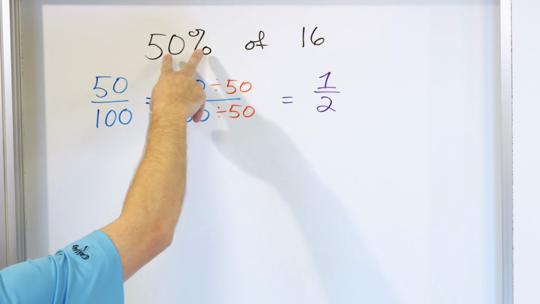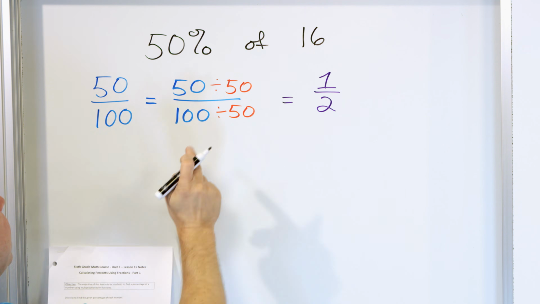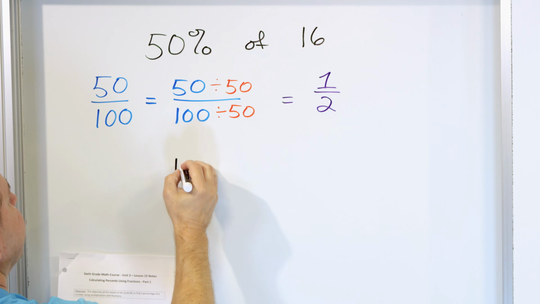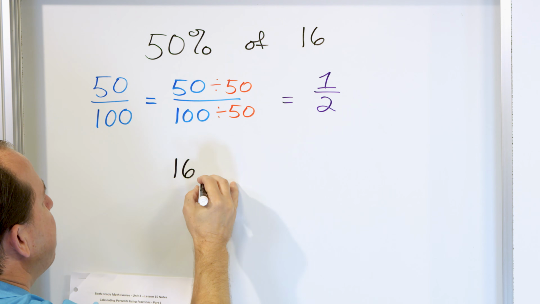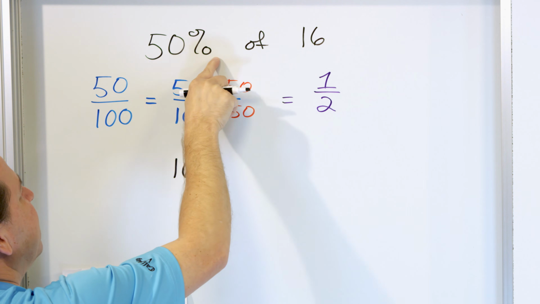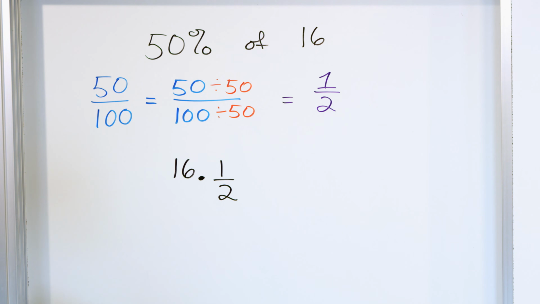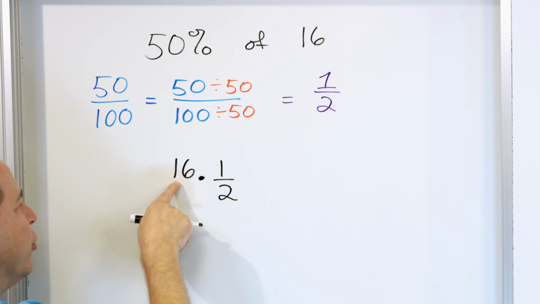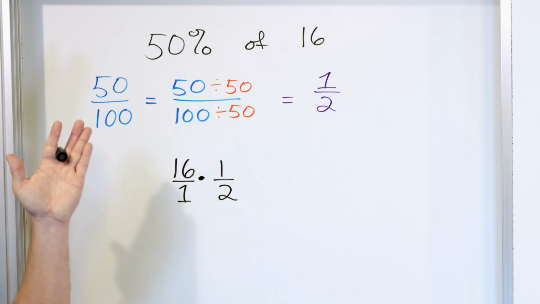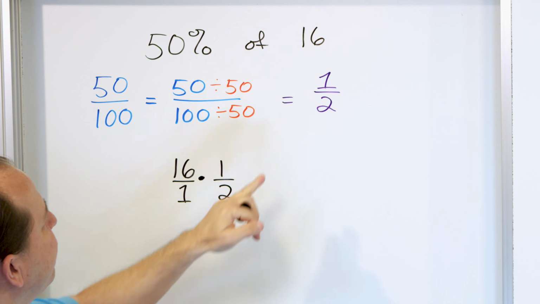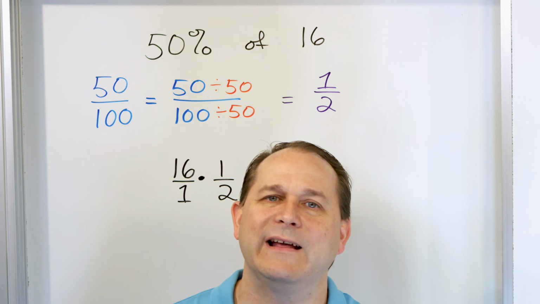So when we take 50% of 16, what we really want to do is take 16, whatever it is that we're talking about, and the "of" basically means multiply it by whatever the percentage is, but we need to express the percentage as a fraction, which is 1/2. Now, since we're multiplying 16, which is a whole number, times 1/2, we're going to write the 16 as 16 over 1. So in order to actually calculate the percentage of 16, we're just going to take 16 and multiply by the percentage, but we're going to represent the percent as a fraction.